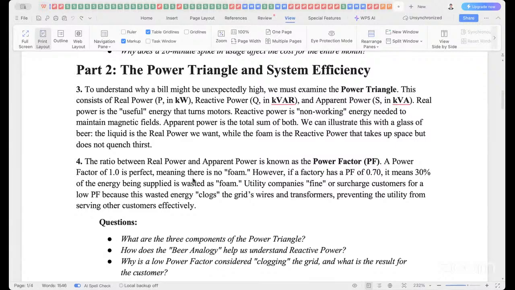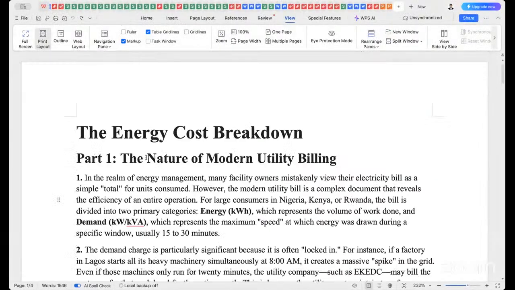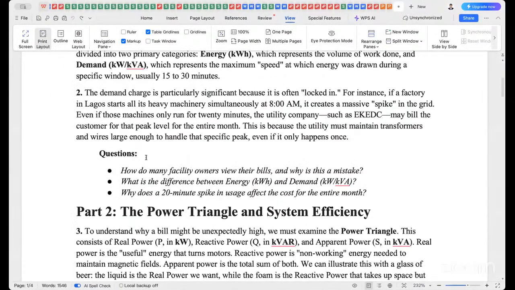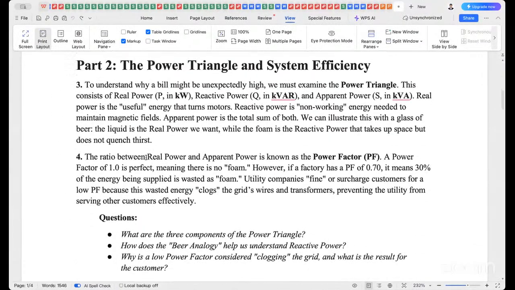Thank you very much for that reading. Thank you very much, Patrick, for engaging actively. Now, let's take the first question. The first question is, what are the 3 components of a power triangle?